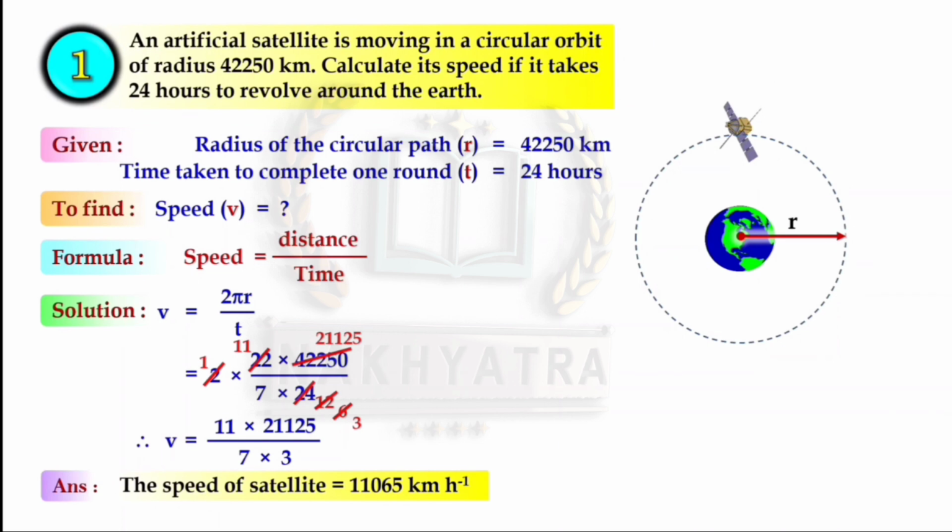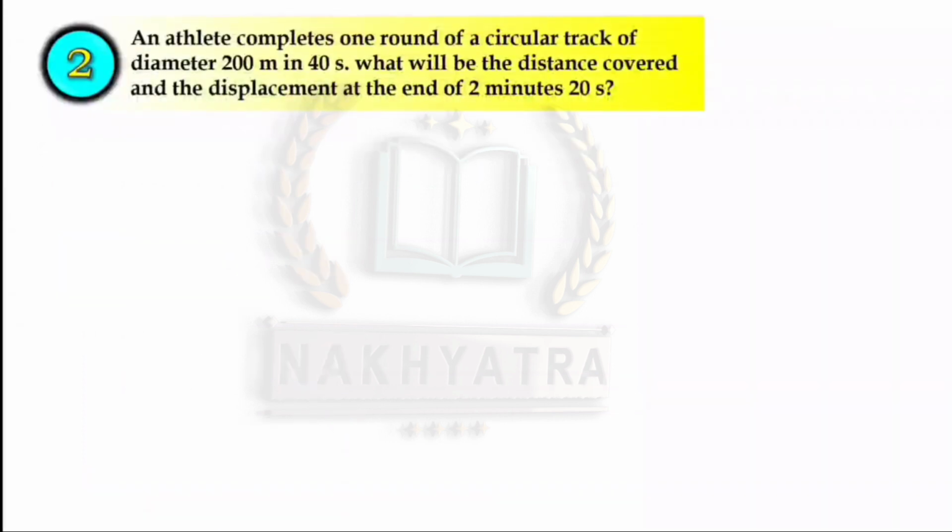I hope everyone is clear. Yeah, this is just a formula based question. Now see question number 2. An athlete completes one round of a circular track of diameter 200 meter in 40 seconds.